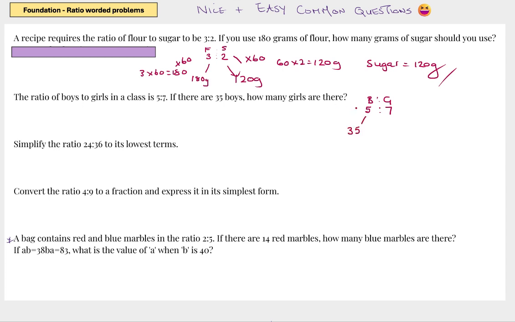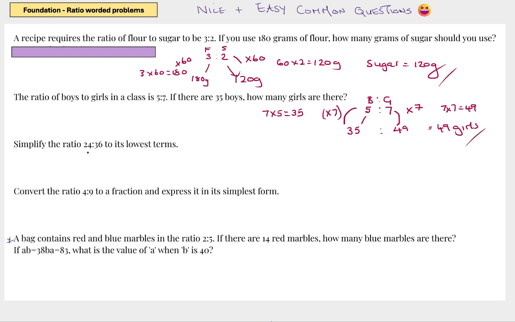Right, let's think about it. What do we do to get to 35? We times it by 7, didn't we? 7 times 5 gives us our 35. So what we did to there, we're going to do to here. 7 times 7 equals 49. So the answer is 49 girls.